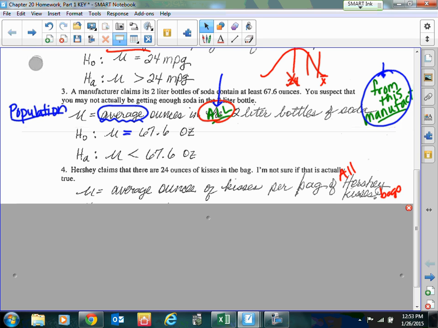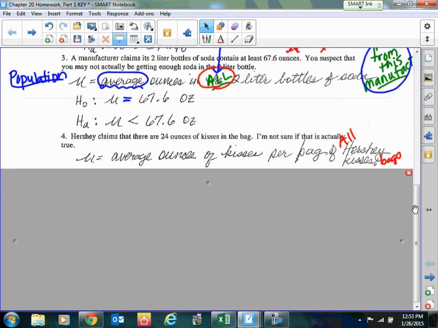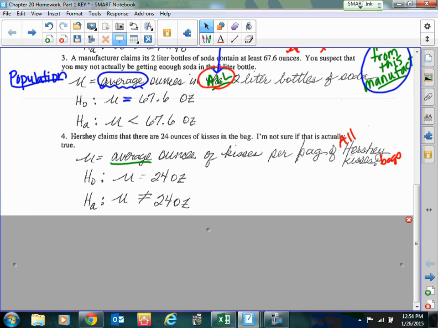And then for number 4, your mean is, do not forget to start your things with average ounces of Kisses per bag of all the Hershey's Kisses bags. I would say all is probably not required here. It kind of leaves a little question, but it makes it well known that you know you're talking about the population if you put that all in there. And of course we got equal to and not equal to.